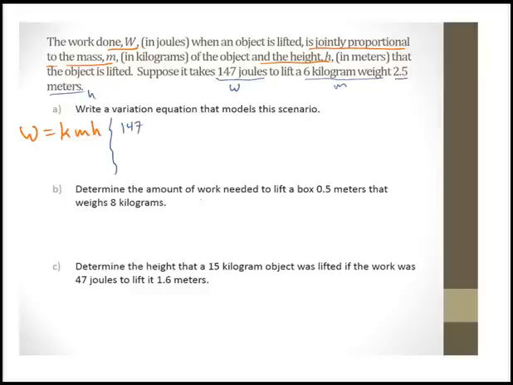147 is equal to k times 6 times 2.5. 6 times 2.5 is 15. 147 is equal to k times 15. I divide through by 15.